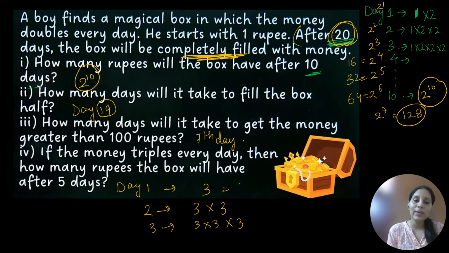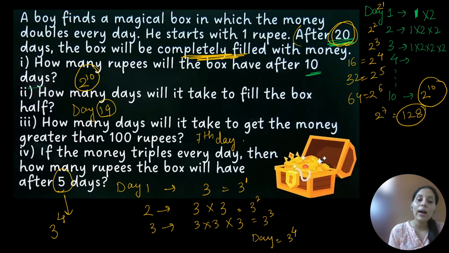तो बेसिकली डे 1 पे 3 power 1, डे 2 3 square, डे 3 3 cube, डे 4 will be 3 power 4, and day 5 will be 3 power 5. So this is the answer.